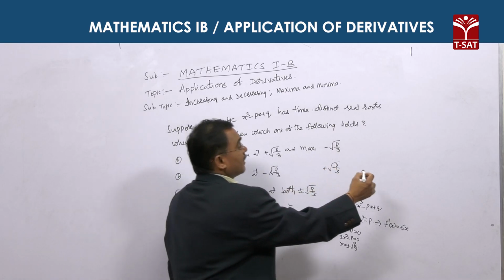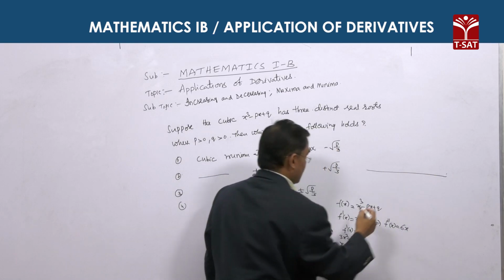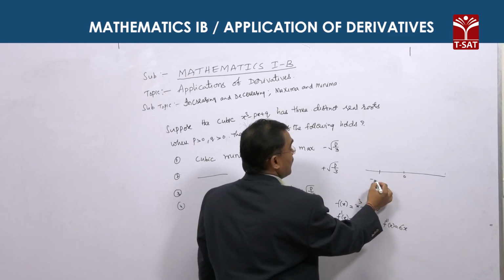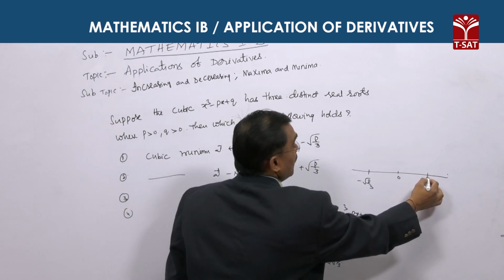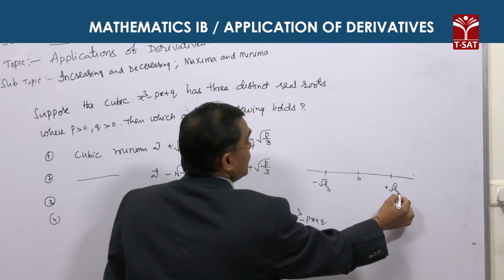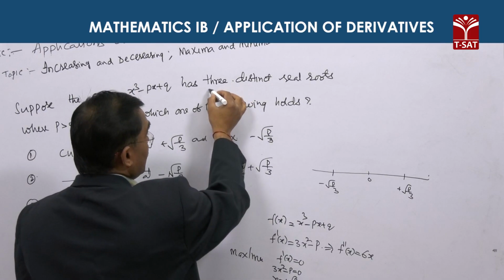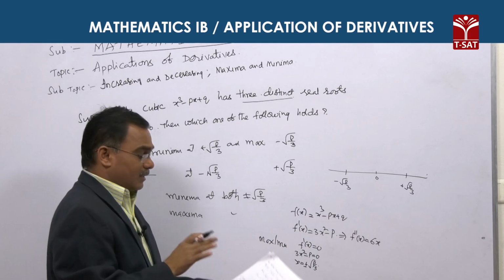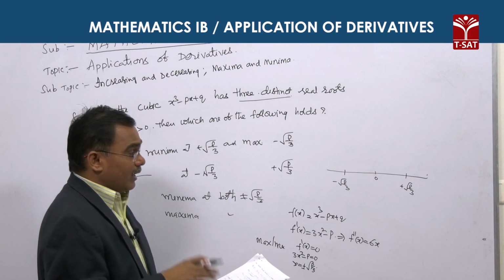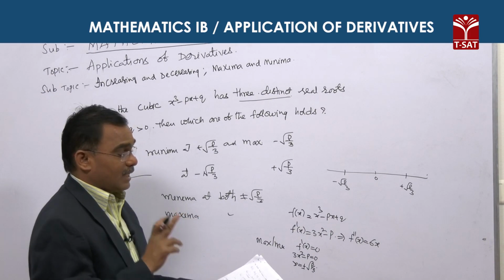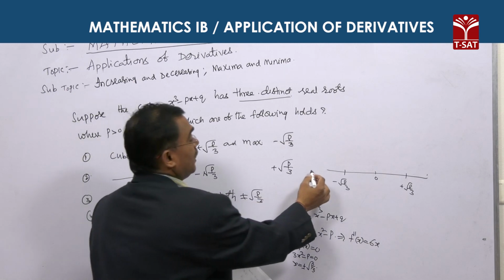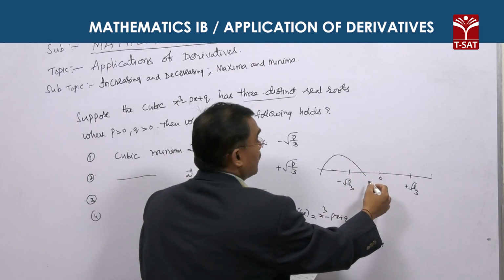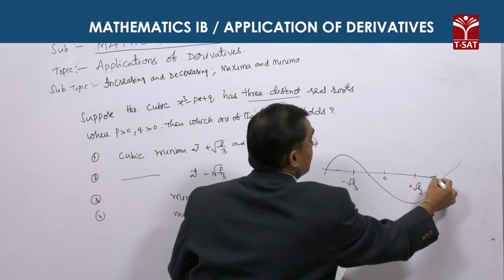You observe the graph here. This is 0, this is −√(p/3), and this is +√(p/3). Why is p positive? Because three distinct roots are given. Three distinct roots means the curve intersects the x-axis at three distinct points. So only this possibility is there, the only one possibility.